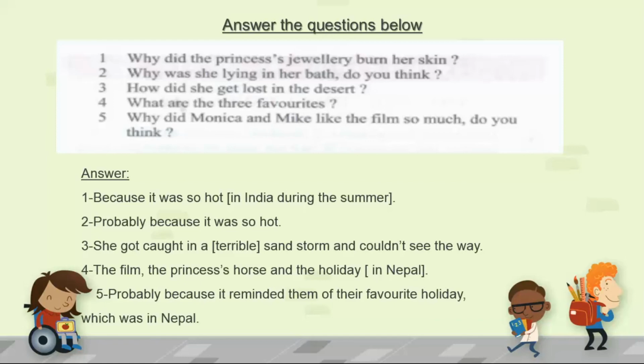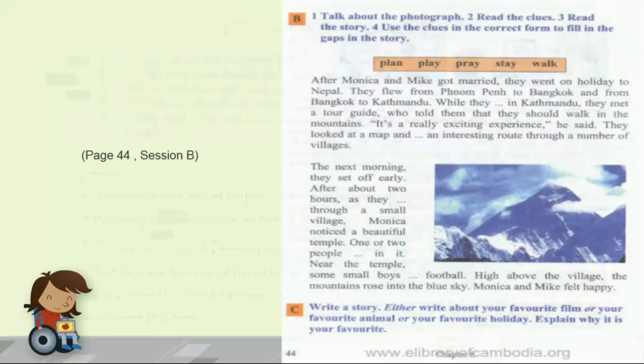And right now, I want you to turn your page to page 44 and section B. Yeah, page 44, section B. Look at the photograph, read the clue, and read the story, and use the clue in the correct form, and fill in the gaps in the story.